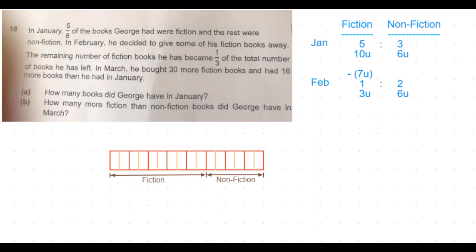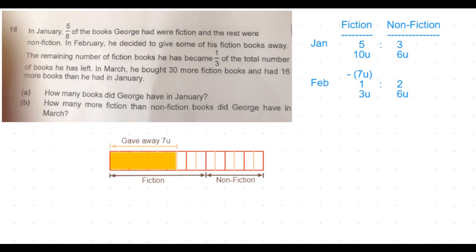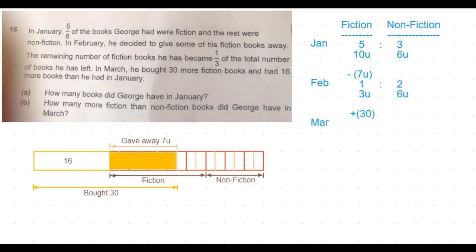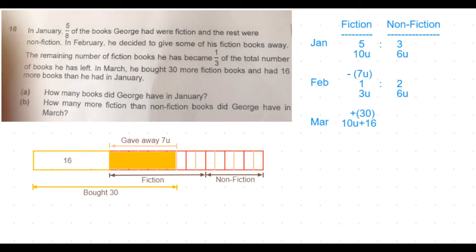So let's mark those 7 units in the model. He gave away 7 units. After that, he buys another 30 books in March, and then the total number of books became 16 more than the books he had in January. So in March, the fiction books become 10 units plus 16, and the non-fiction books remain the same at 6 units. Now let's look at the model.